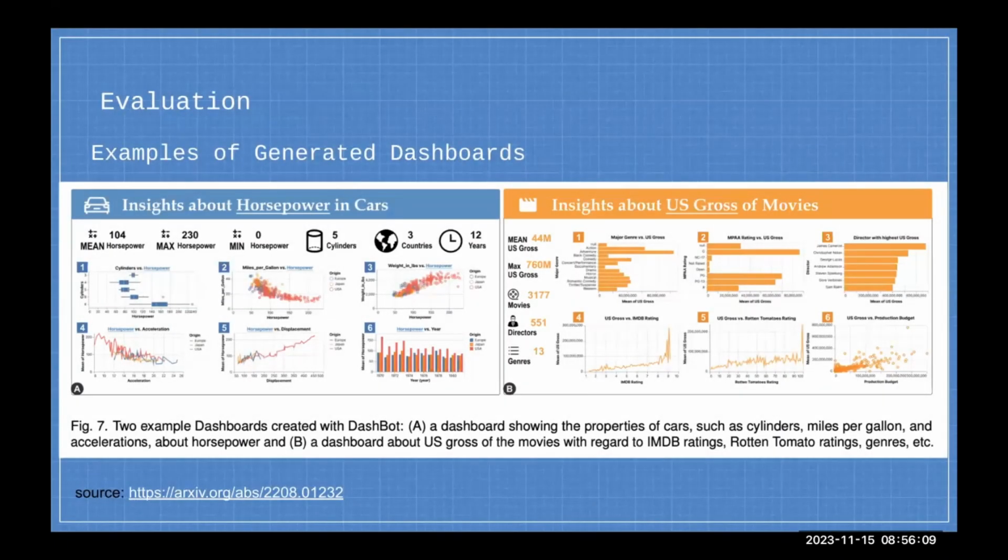The first method of evaluation that the authors used was qualitatively evaluating the generated dashboards using results. As you can see in the two examples here, DashBot generates several metrics such as mean, minimum, maximum, top K features, etc. The generated dashboards also consist of diverse charts. For example, you can see box plots, line charts, bar charts, and scatter plots in these examples.